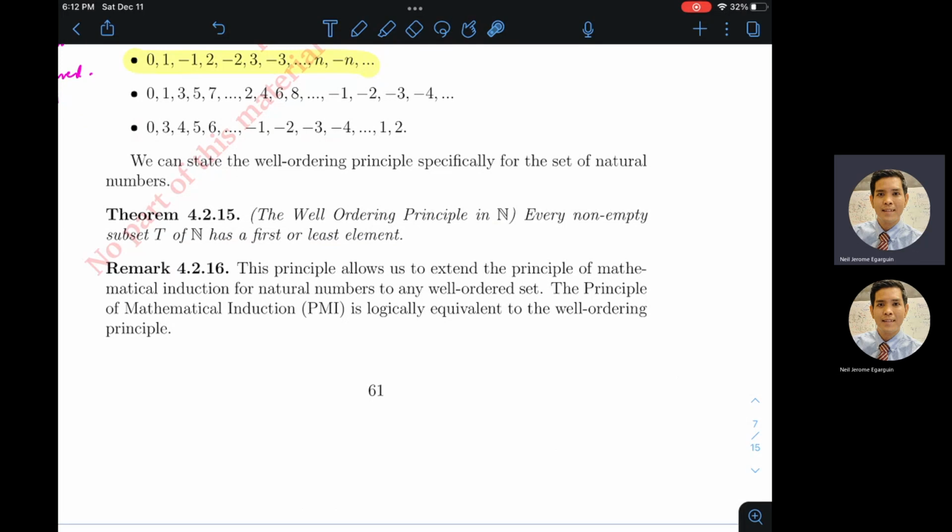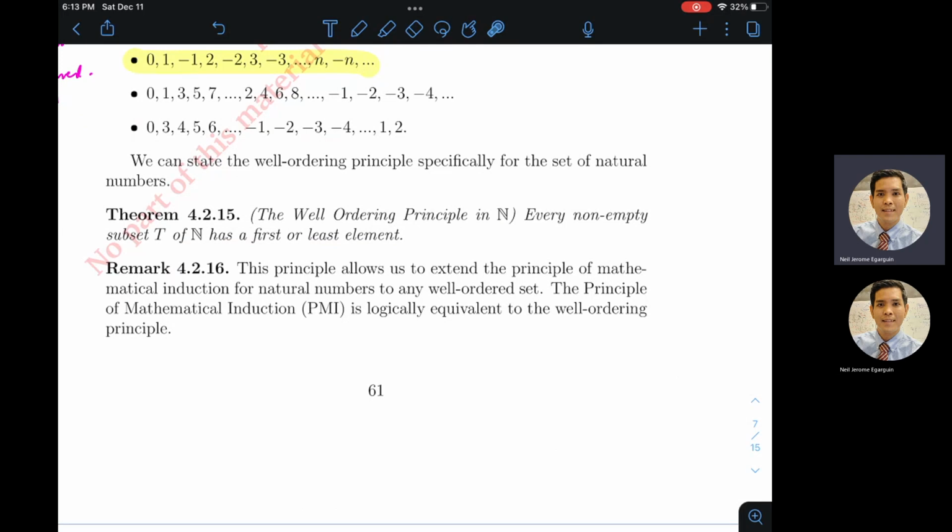And then the well ordering principle, specifically Theorem 15, allows us to extend the principle of mathematical induction for natural numbers to any well-ordered set. Kasi kung maalala nyo yung discussion natin ng PMI, meron yan 3 bahagi. Una, any proof by mathematical induction has 3 parts, namely, first, the basis step. And in the basis step, we must show that the statement is true for the first element of the set for which it is claimed.